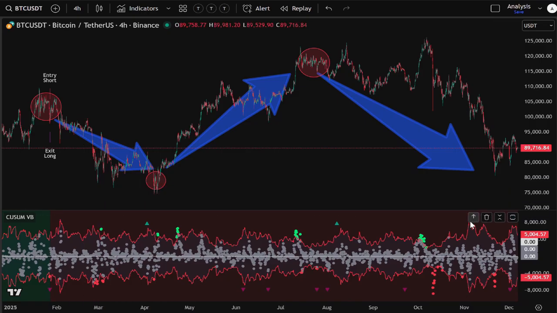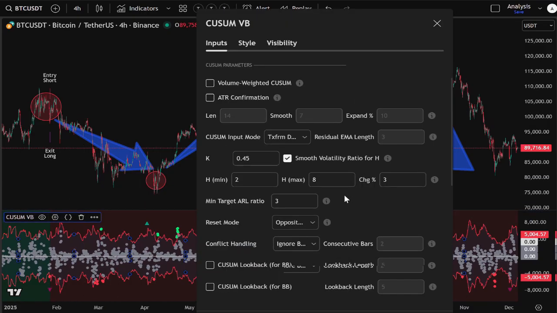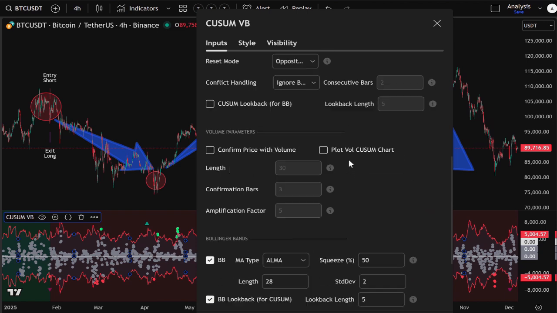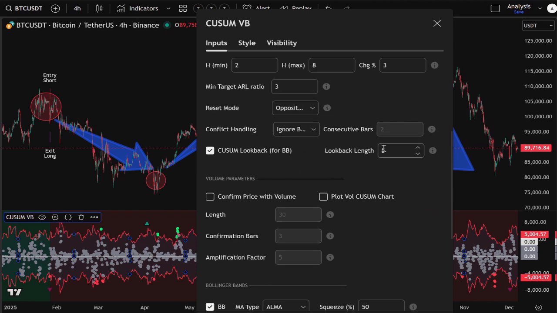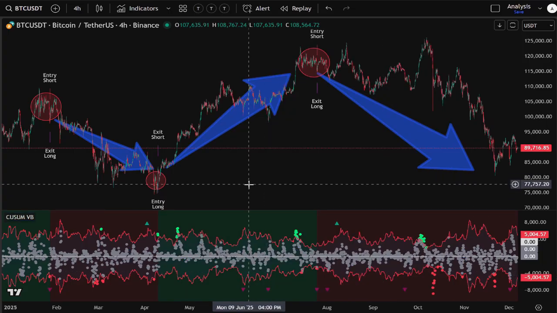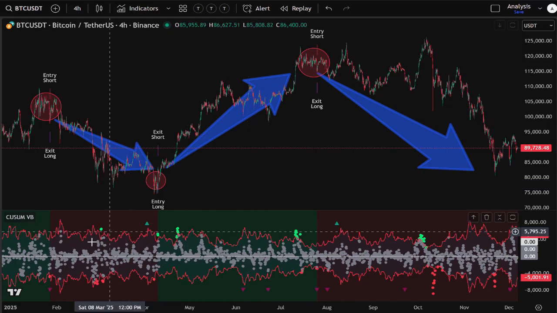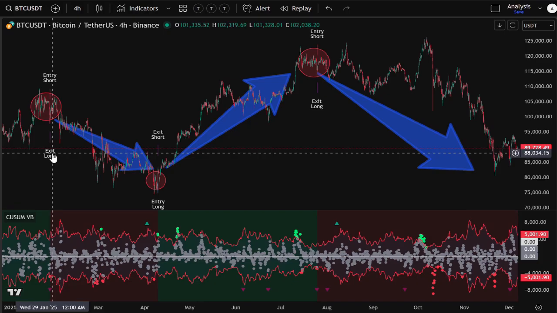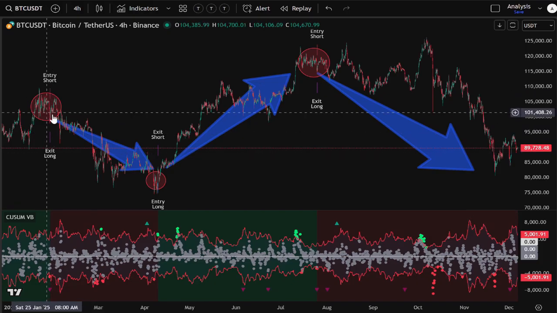I missed one here. There, that captures it all. Here you'll see the cumulative price break down below the lower control limit and confirmed by the Bollinger Band triangle here. And the markers to enter a short at this point.